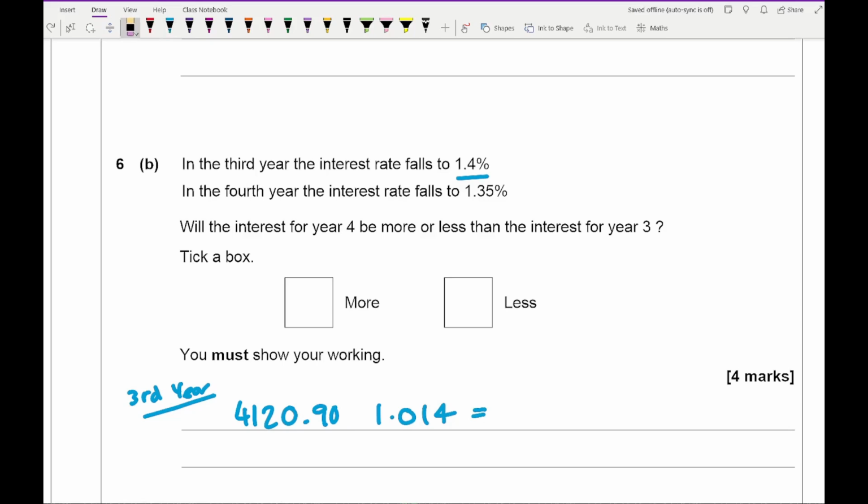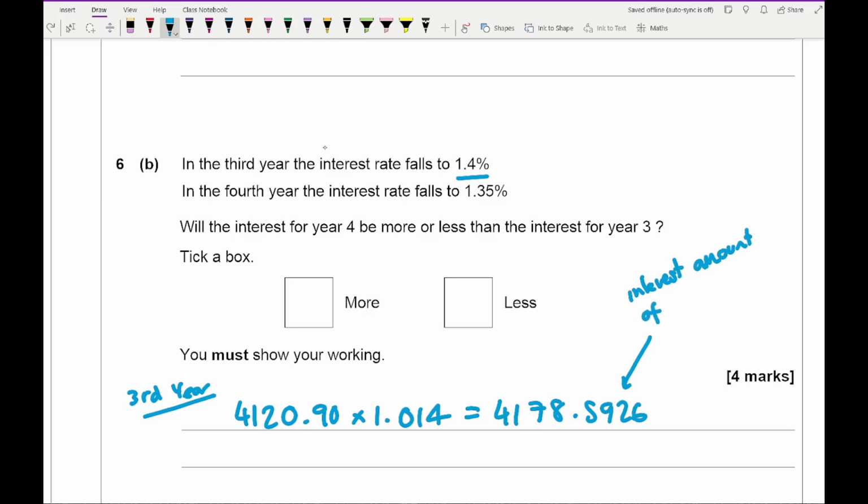So here, if I just multiply that by, well, actually we'll do that, so 4120.9 times 1.014 gives me 4178.5926, which for this is an interest amount, because that's what we want to work out, and then 4178.5926 minus 4120.9 is an interest amount of £57.69.